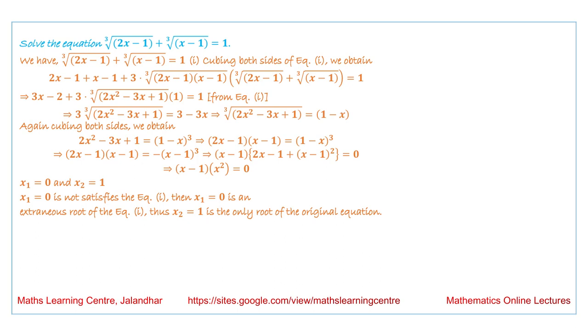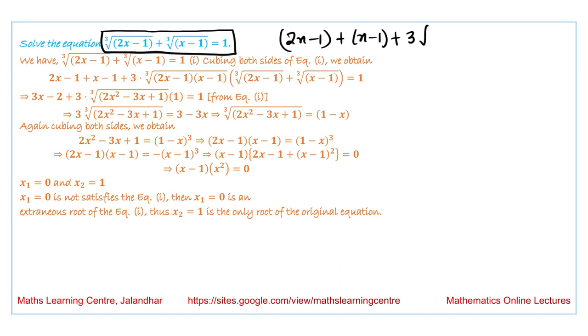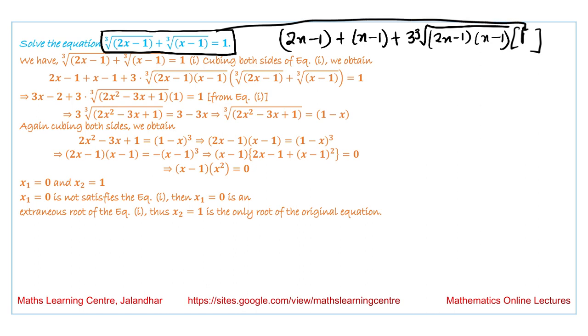Based upon this we have the problem in this form. The equation is cube root of 2x minus 1 plus cube root of x minus 1 equals 1. If we cube this equation, we get 2x minus 1 plus x minus 1 plus 3 times cube root of 2x minus 1 into x minus 1 into the sum of these two values, which is 1. We substitute 1 from here, and it is equal to 1.